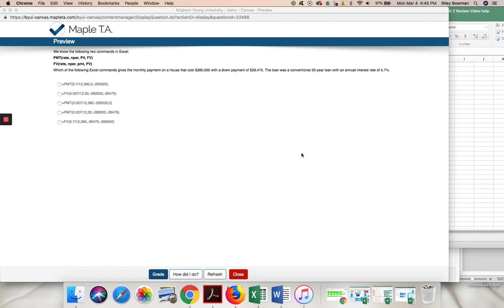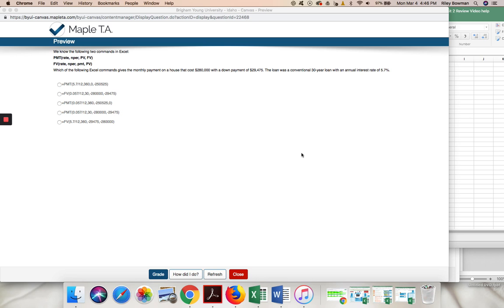Unit 2 exam review, question number 14. We know the following two commands in Excel, the payment formula and the future value formula. Payment takes rate, number of periods, present value, future value, and future value takes rate, number of periods, payment, and present value.